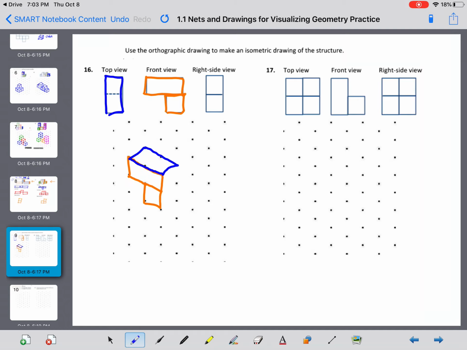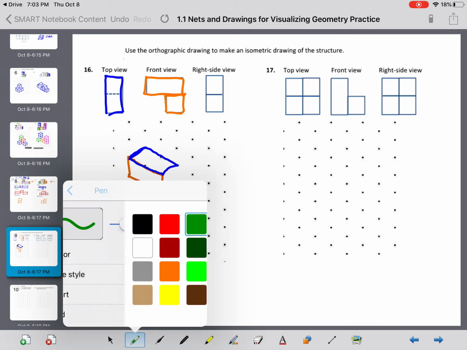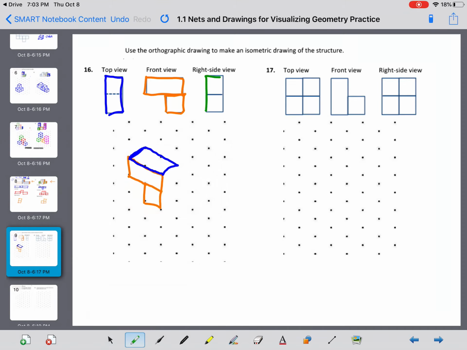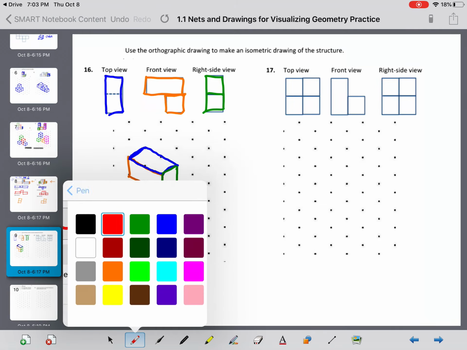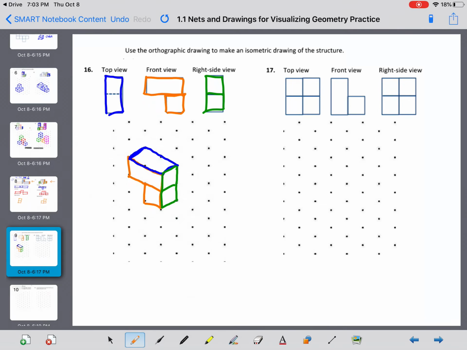Okay. As you can see, we're starting to build our shape. And the right side view is just 2 squares. Easy enough. And there you go. So there's your figure. Number 17, again, start with that front view. It's the easiest place to start.